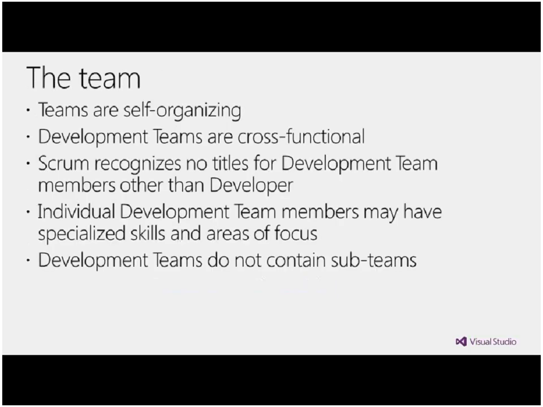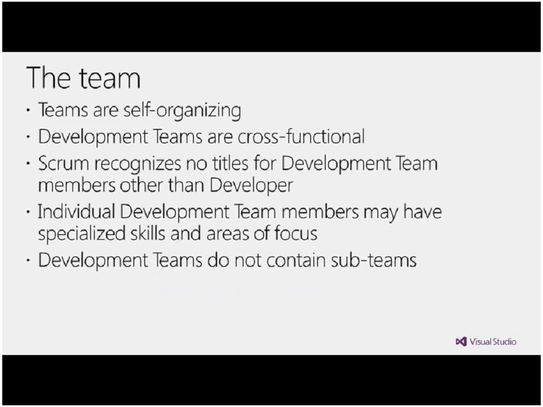So teams for Agile are self-organizing. They are cross-functional, right? Scrum, for that matter, doesn't recognize any team members other than developer, meaning that if you're a tester, you're a developer. If you're somebody who's a build master, you're a developer, and so on. So bottom line is everybody's a developer.